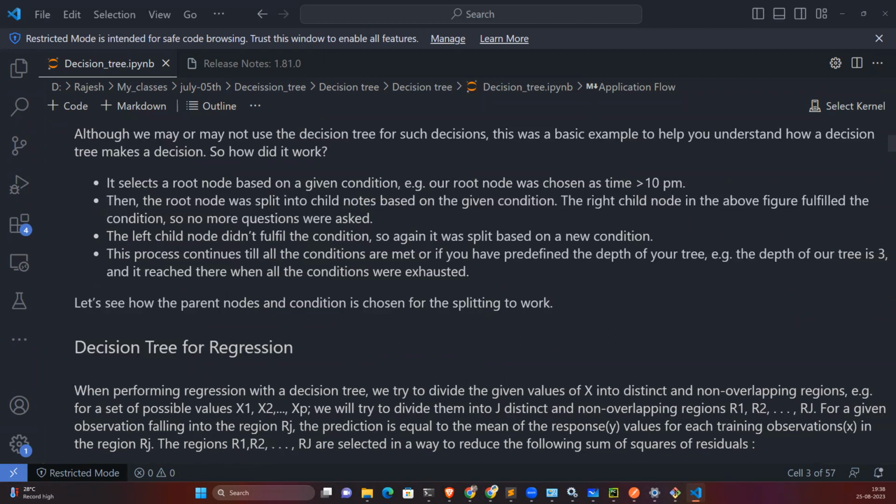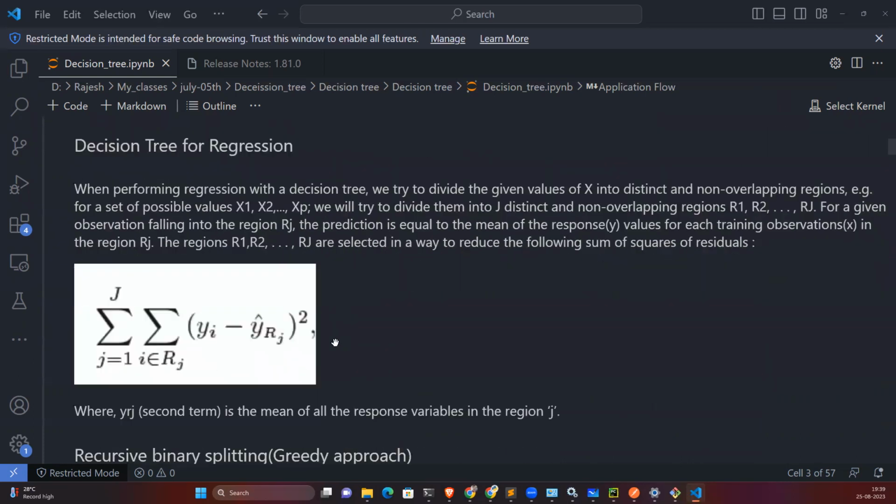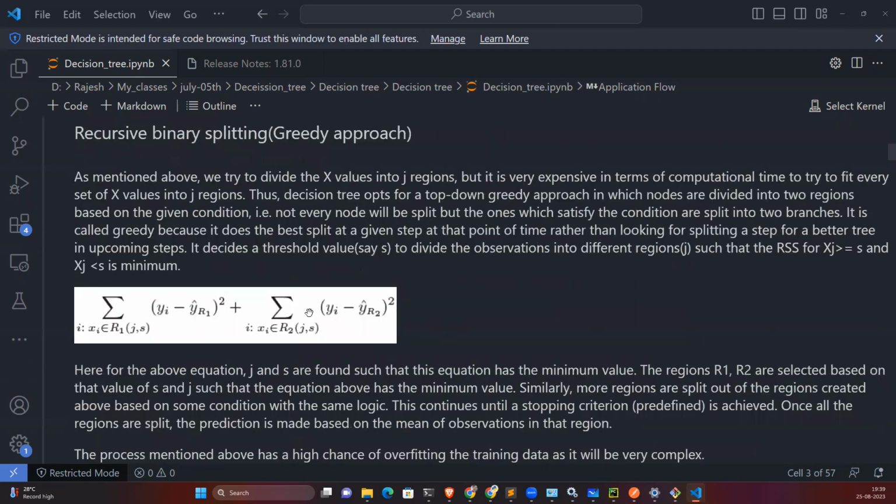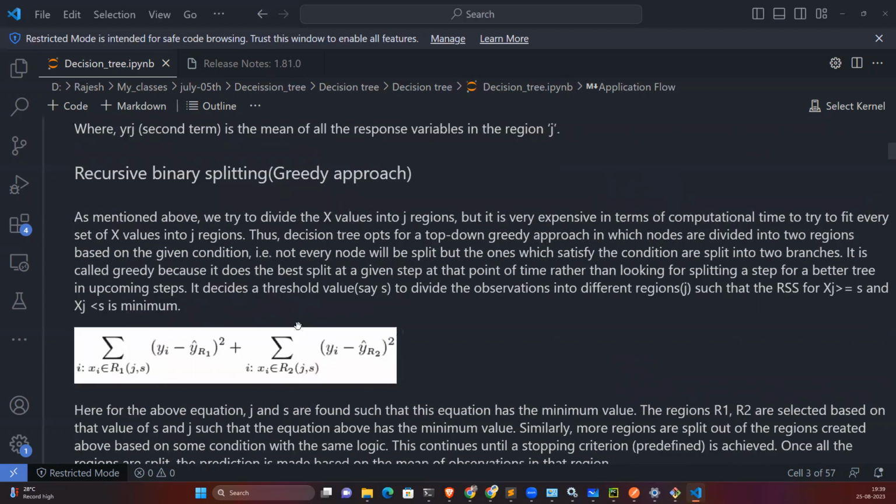Now we are going to understand the major problem of the decision tree: how we are able to select which node to choose as a primary node. Hold your breath, and I'll talk about the decision tree for regression. I'm just talking right now about the decision tree for the classification problem statement, but we can use it for regression problems as well.